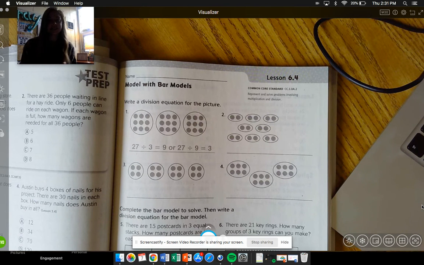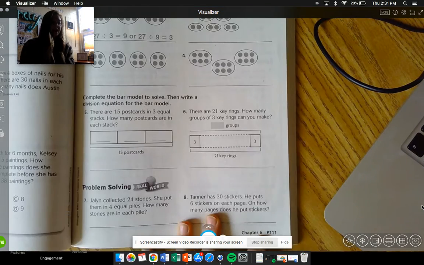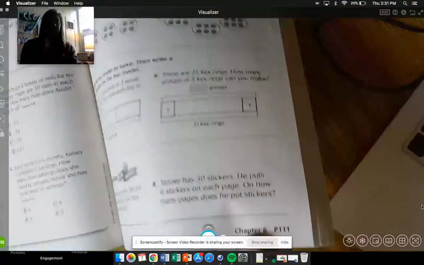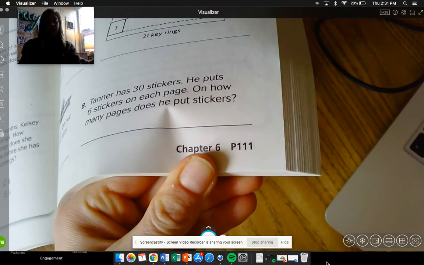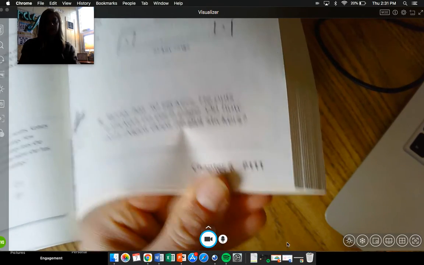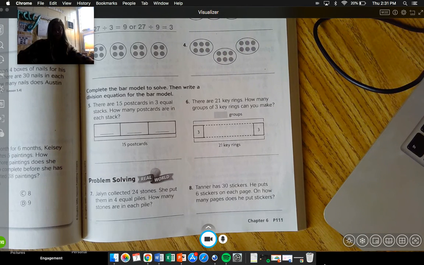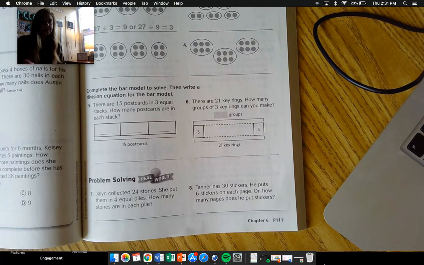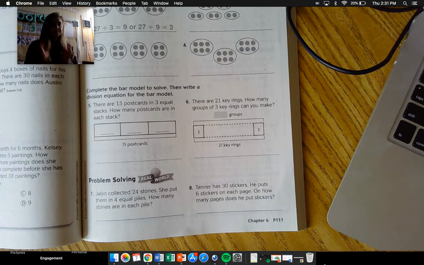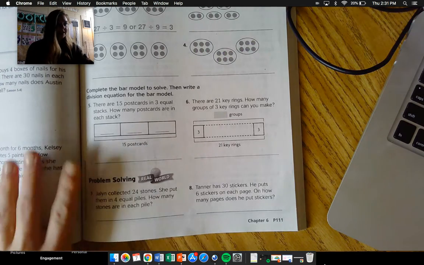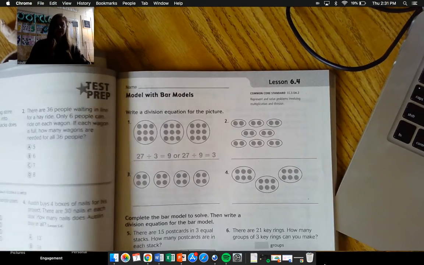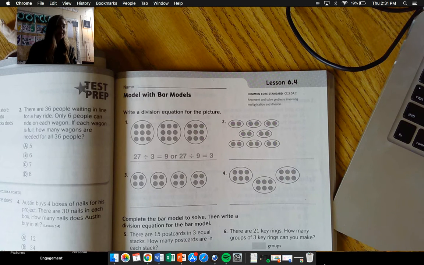We are doing lesson 6.4. Please go ahead and get out your little math workbook and turn to page P111. P111 on your little math workbook. Please go ahead and pause this video until you have that done. All right, now that you have your textbook and you are ready to follow along, let's go ahead and do some of these problems together.